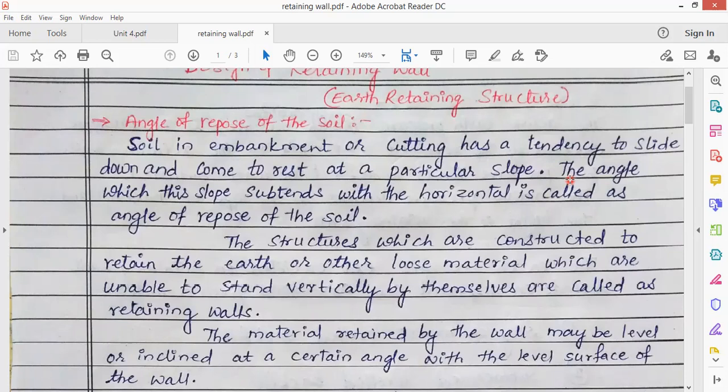Then we have: what is a retaining wall? The structure which is constructed to retain earth or any other loose material which is unable to stand vertically by itself is called a retaining wall. What I have already discussed is the same. When we want to construct a building, let's say the ground floor is constructed and below that I want to construct a basement, the loose soil will collapse there. In order to retain that loose soil, I construct these vertical members, which are called retaining walls or earth retaining structures.